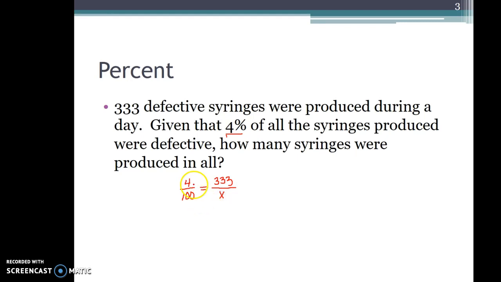Once again, I'll use the cross product, so 4 times x is 4x. 100 times 333 will give me 33300. To complete solving, I'll need to get x by itself, so I'll divide by 4 on both sides. 4's cancel, and I have x is equal to 8,325 syringes.